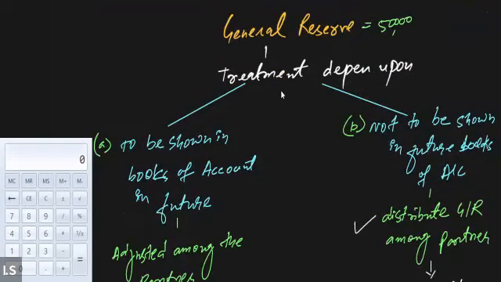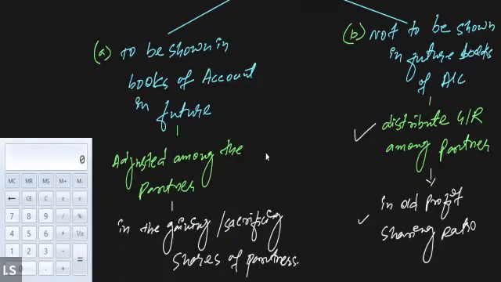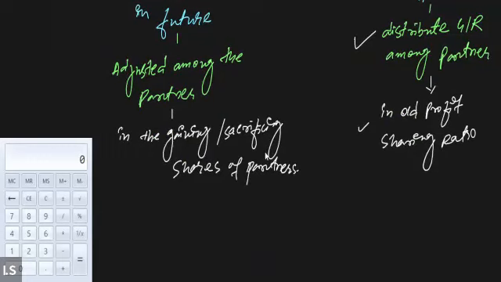Let me tell you again. The treatment of general reserve depends upon whether partners have decided to show it in the books of account or not. If they have decided to show it, then we need to adjust it among the partners depending upon their gaining and sacrificing share. If they have decided not to show it in the books of account, then we are free to distribute it among the partners in the old profit sharing ratio.